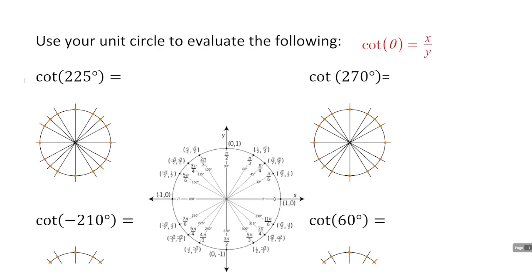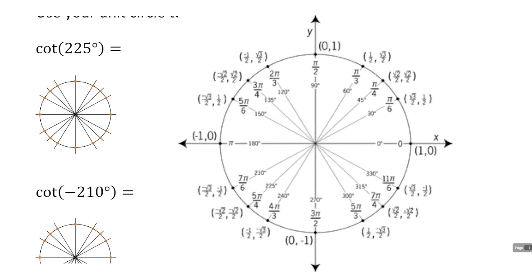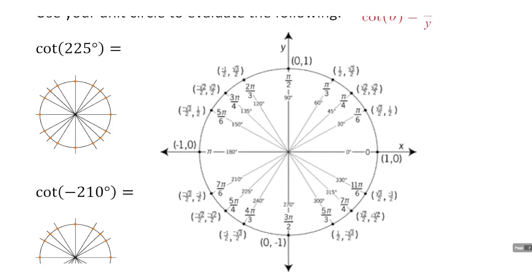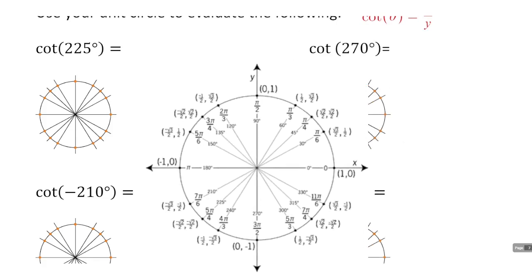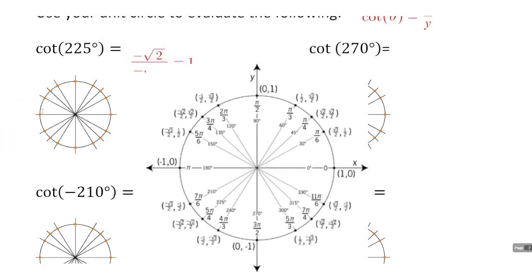So cotangent of 225 degrees, we're going to look at the 225 degree mark, which we can see in quadrant 3 here. If you don't see it, it's down there. And the coordinate there is negative root 2 over 2 comma negative root 2 over 2. Just like with the tangent, I'm going to ignore the denominators because they're just going to cancel out anyway. So this is going to be negative root 2 divided by negative root 2. Anything divided by itself is 1, so that's the value of cotangent of 225.